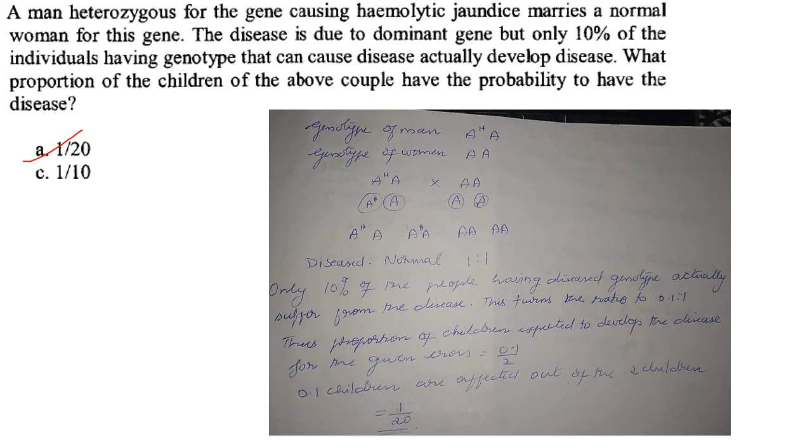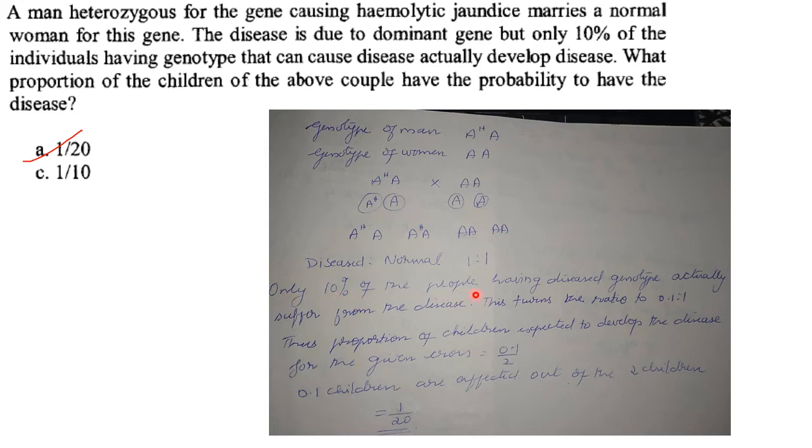Okay, so coming to the explanation. The genotype of the man: he is having hemolytic jaundice. This disease is due to a dominant gene and it is autosomal. So I have written capital H to show it is hemolytic jaundice. Heterozygous man, so Hh and small h. Then the genotype of the woman: she marries a normal woman for this gene, so she doesn't have the trait. Then Hh into hh, and you get these gametes, and these are the offspring. So diseased to normal will be 1:1 ratio.